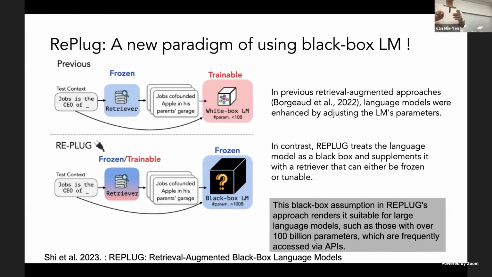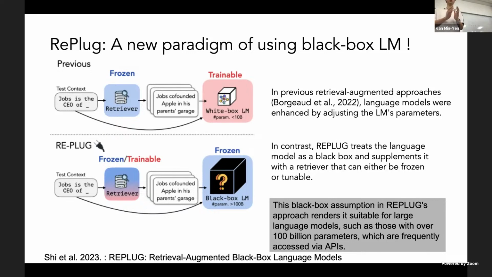It proposed that in the first paradigm, the current LLM needs to be tuned, needs to be trained given the retrieved document in the context. It needs to be trained to learn how to use this information. And this work proposed another paradigm. It says that the large language model is too large, probably over 100 billion parameters. So we don't want to train or tune the language model. We don't want to touch it, and we just want to use it as a black box.